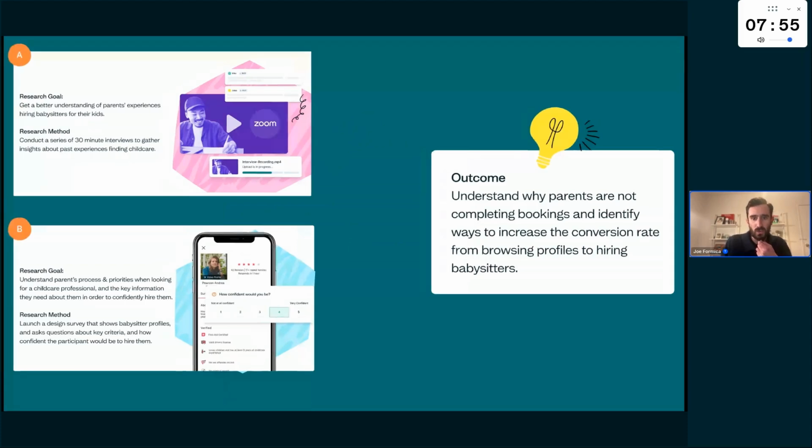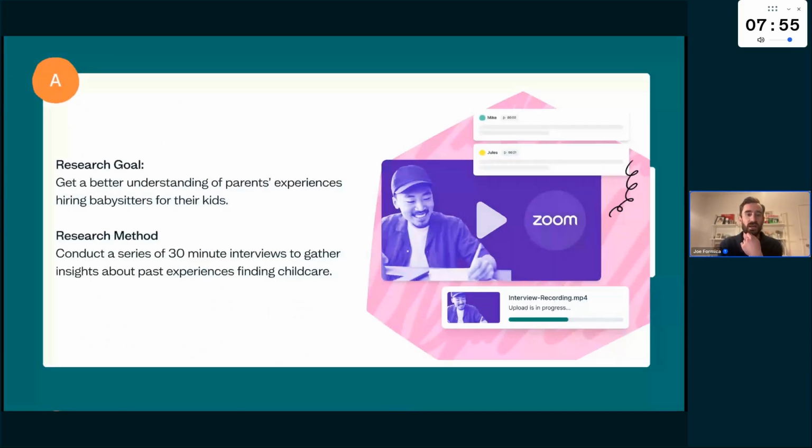Okay, so we want to ultimately solve this problem of customers who are viewing profiles of babysitters, parents who are, let's say, interested in hiring a caregiver or babysitter for their child. They're on Care Connect, but they're not actually booking anyone. And we have two goals and two proposed research plans for this one. So we'll take a look at them one at a time.